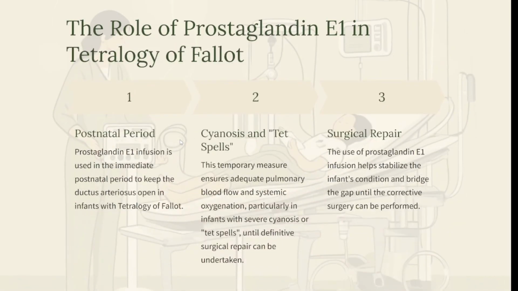Question 5. Explain the significance of prostaglandin E1 infusion in the management of Tetralogy of Fallot. A. Prostaglandin E1 infusion is used in the immediate postnatal period to keep the ductus arteriosus open in infants with Tetralogy of Fallot, particularly those with severe cyanosis or TET spells. This temporary measure ensures adequate pulmonary blood flow and systemic oxygenation until definitive surgical repair can be undertaken.